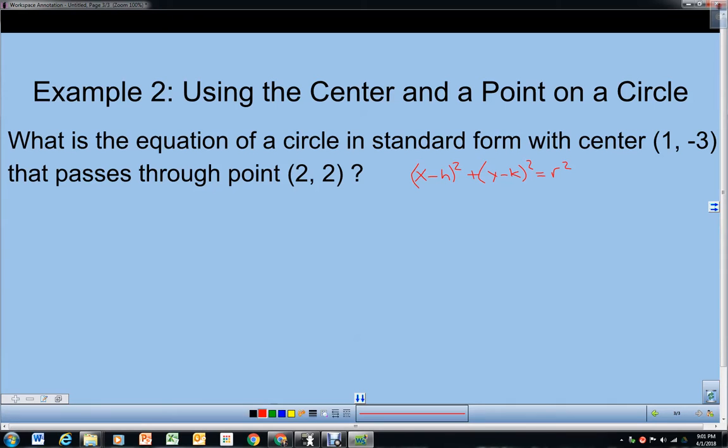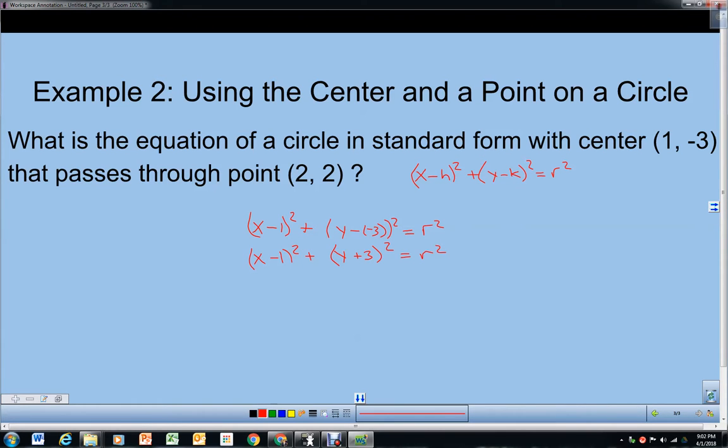Now in this case here, we do not have the radius. So if we plugged everything in here, we would have the equation of the circle, we'd have our (x - 1)² plus, this will be (y - (-3))² equal to our radius squared. So I'm going to go ahead and change this here. We got (x - 1)². This will be (y + 3)² equal to our radius squared.